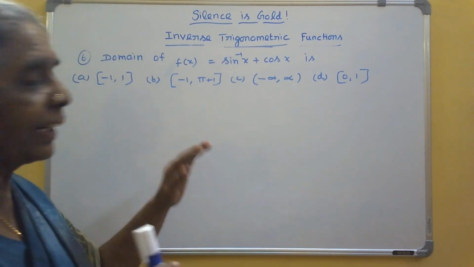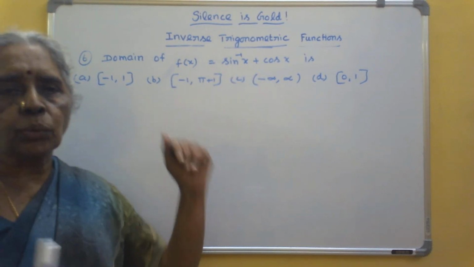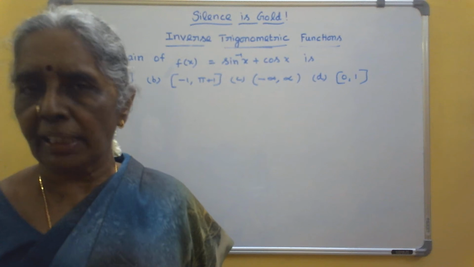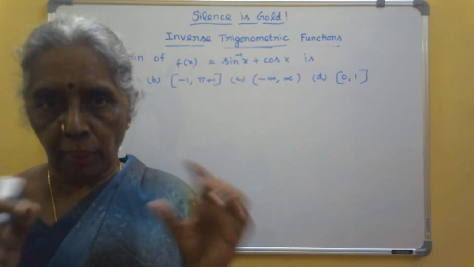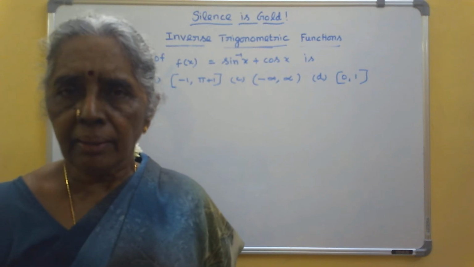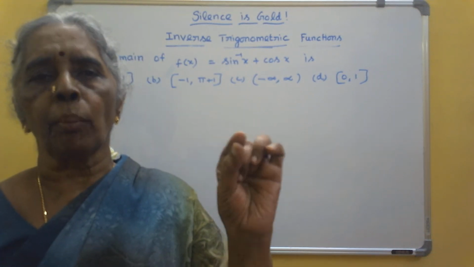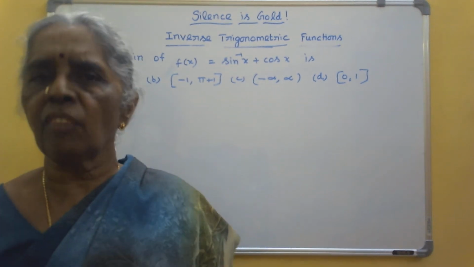See this sum, a bit different. Domain of f of x is sin inverse x plus cos x. You have two different functions: one inverse trigonometric function and one trigonometric function. Whenever you have two different types, you should see the domain of both and you should find the common domain. That only will be the domain of f of x. Remember that common domain means it should be the intersection of both the domains.